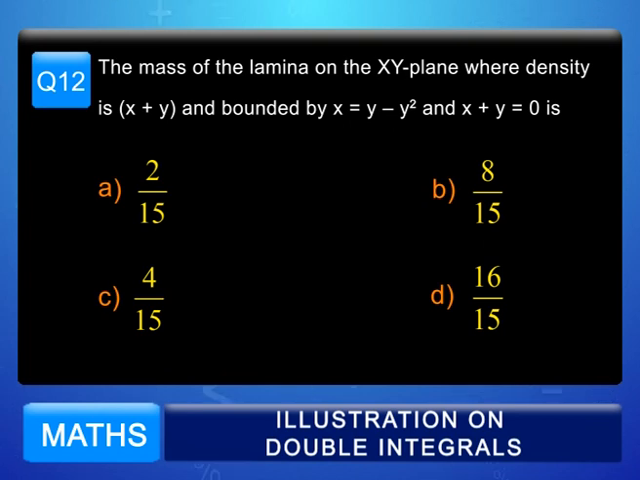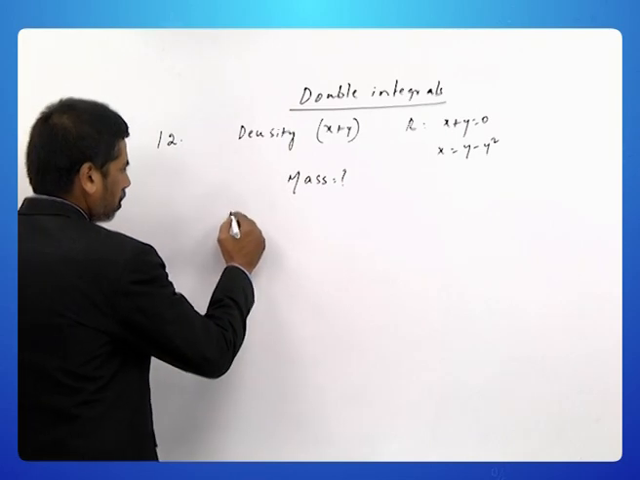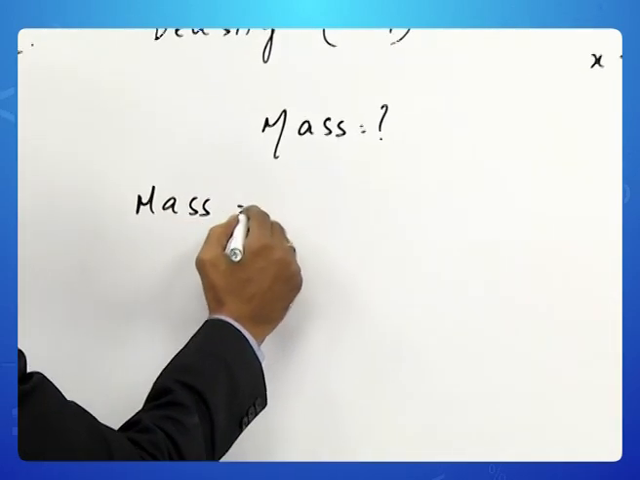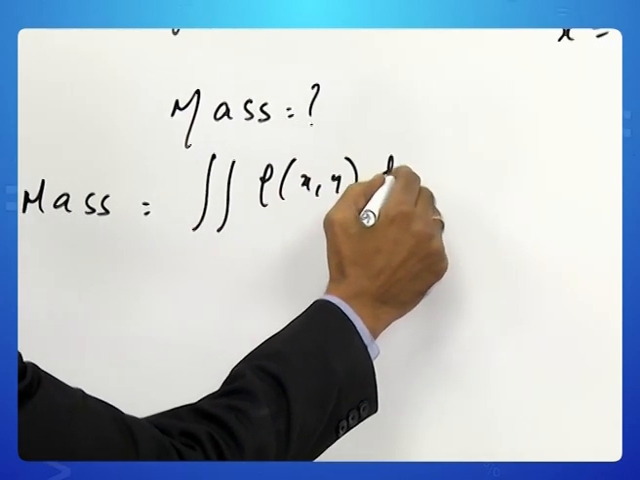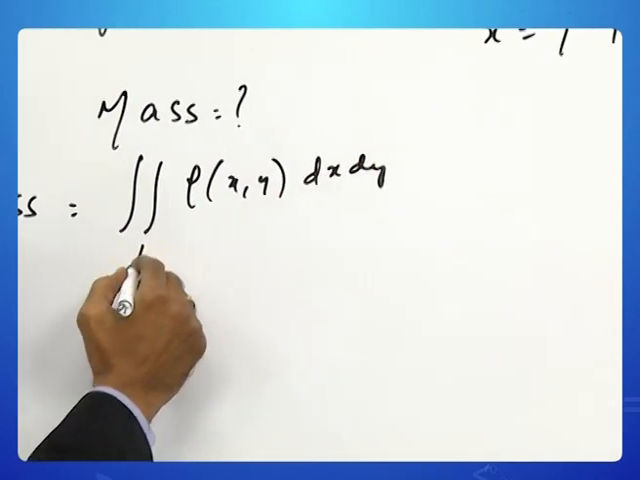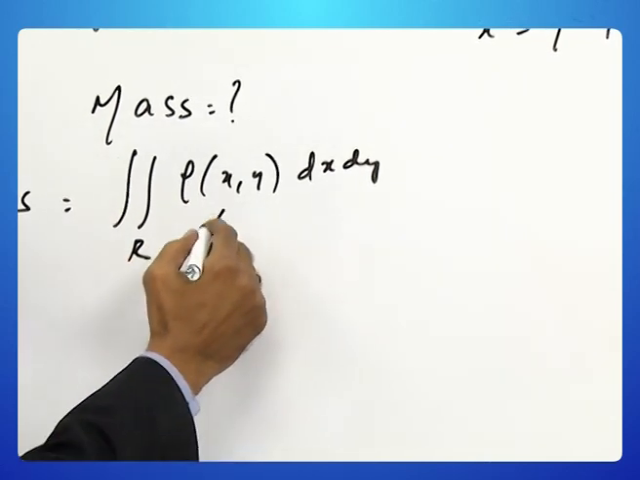Computation of the mass. So let's first set up the formula. Mass of a lamina is the double integral of rho(x,y) dx dy, where rho is the density function.